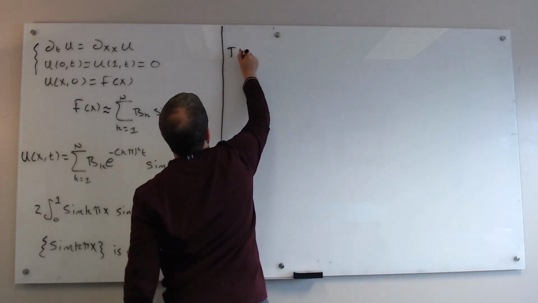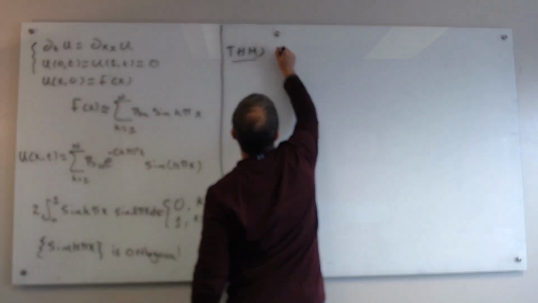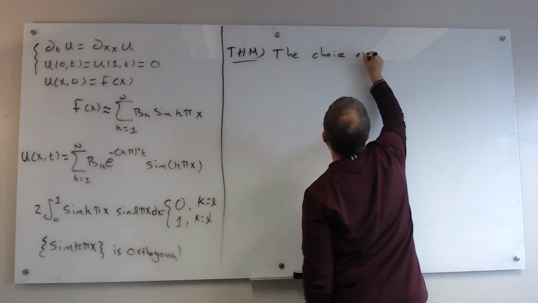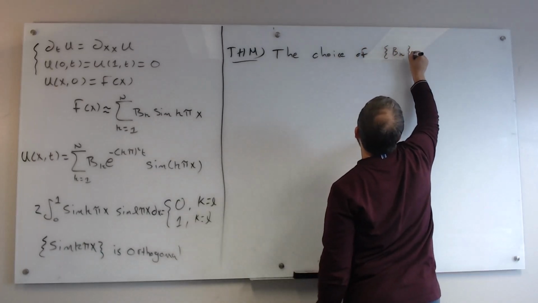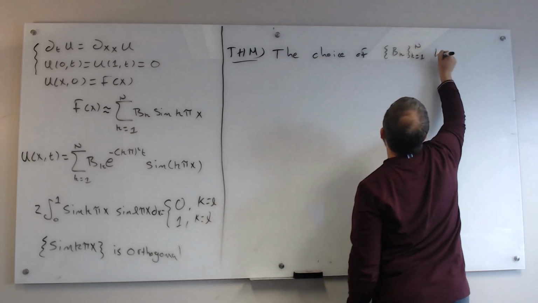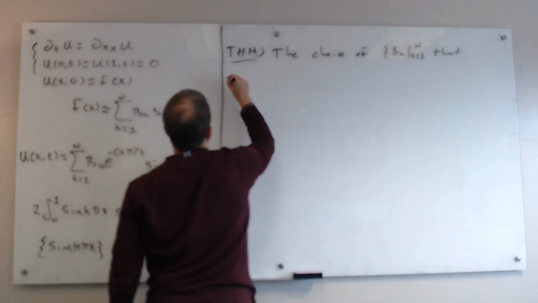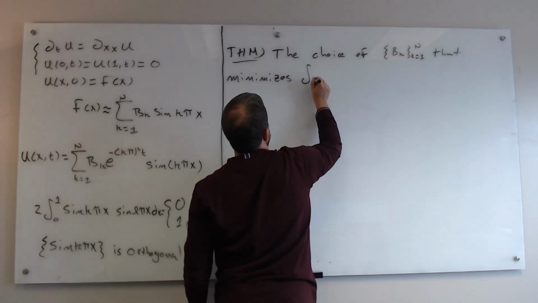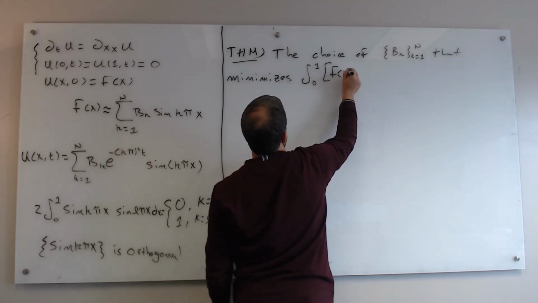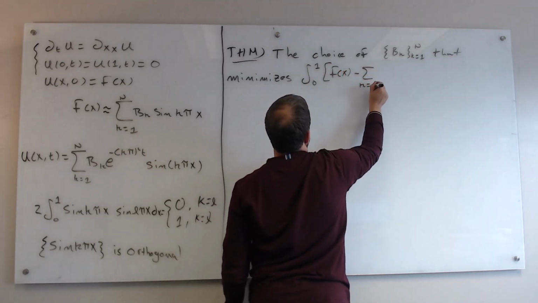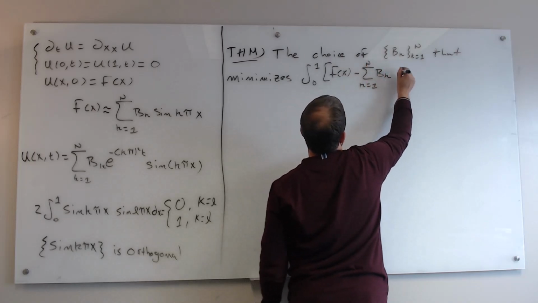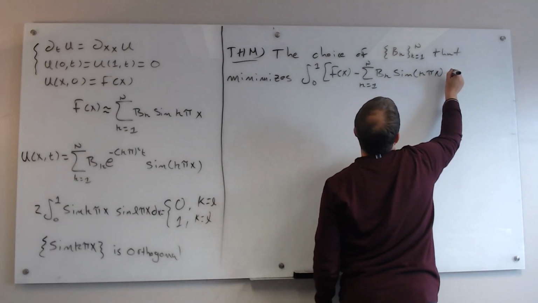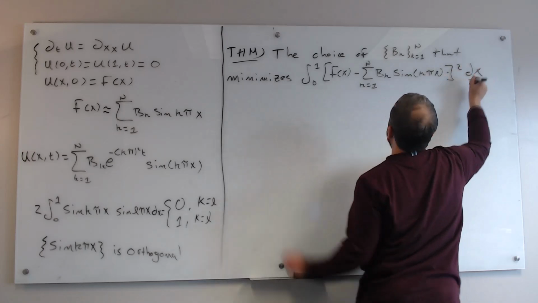Okay, so theorem. The choice of coefficients bk, k equals 1 to n, that minimizes the integral from 0 to 1 of f of x minus the sum k equals 1 to n of bk sine k pi x, squared, dx. Okay, so what are we doing?